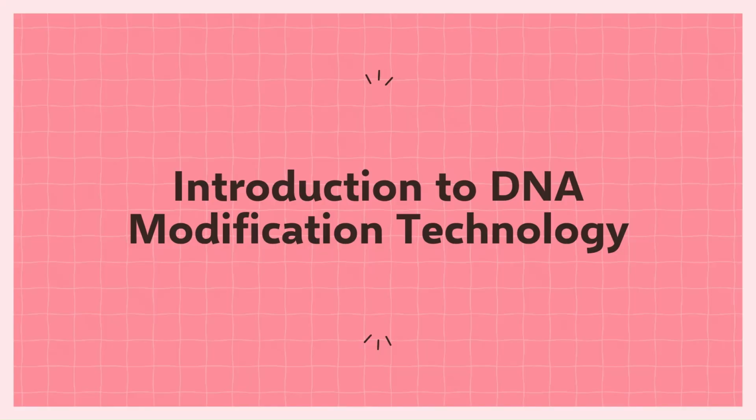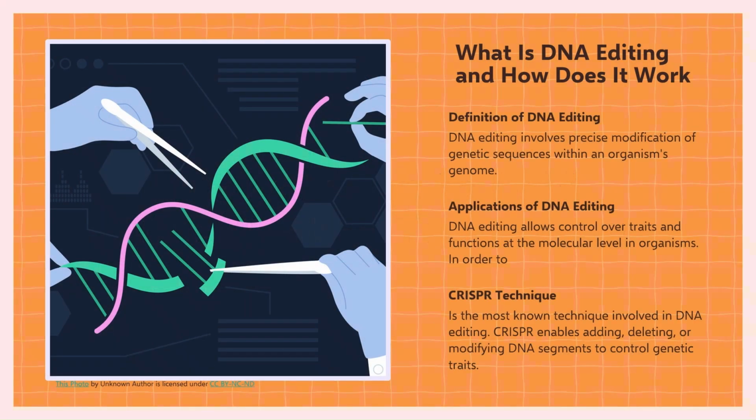Introduction to DNA modification technology. We need to start by going over what DNA editing is and how it works. DNA editing refers to the targeted alteration of genetic sequences within an organism's genome. Techniques like CRISPR allow scientists to add, delete, or modify DNA segments, enabling control over traits and functions at a molecular level.